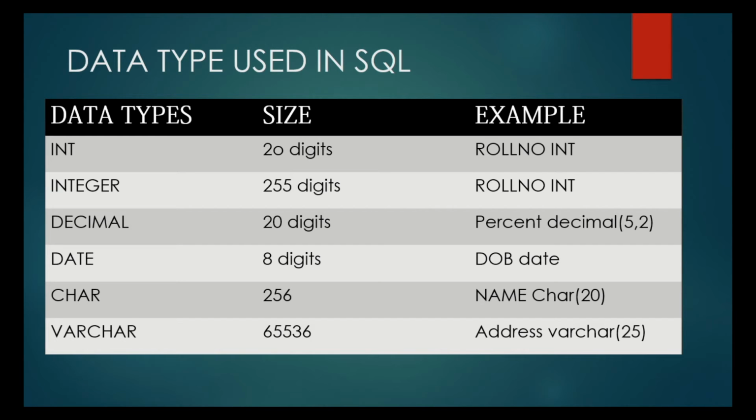Fifth, char, size is 256, an example that uses the char data type is name. Sixth, varchar, size is 65,536, an example that uses the varchar data type is the address of anyone.